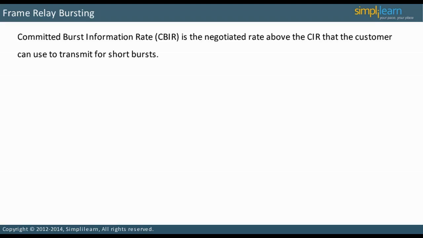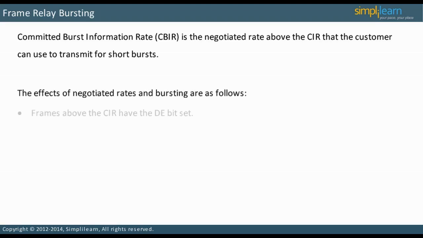An access link has a bandwidth capacity of 64 kilobits per second. The CIR is 16 kilobits per second. Theoretically, the customer could use an additional 48 kilobits per second on the link. However, the CBIR cannot be larger than the CIR. Therefore, the CBIR is an additional bandwidth of 16 kilobits per second. The BE is the bandwidth between 32 kilobits per second and 64 kilobits per second.